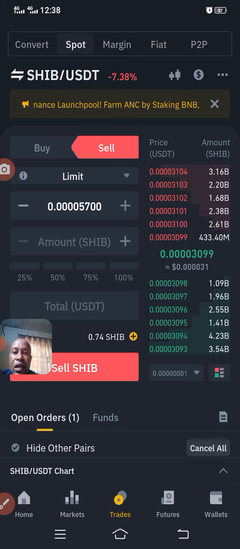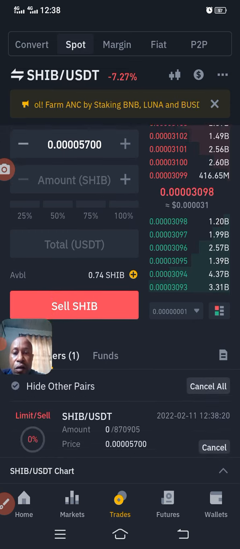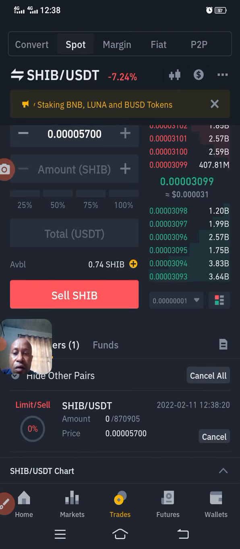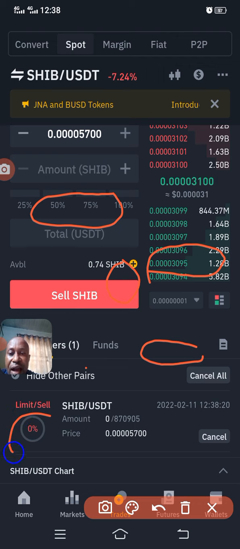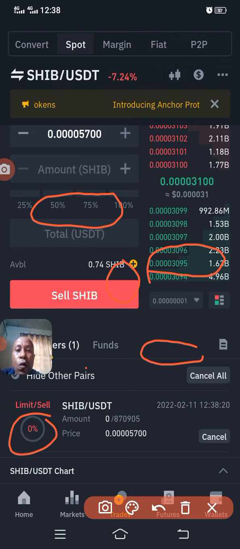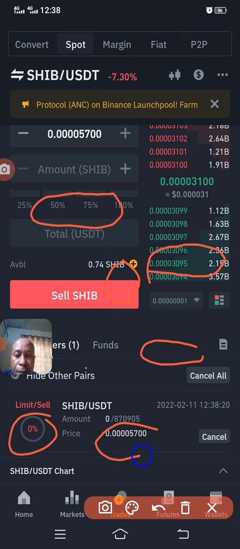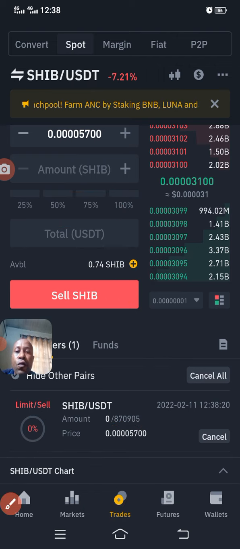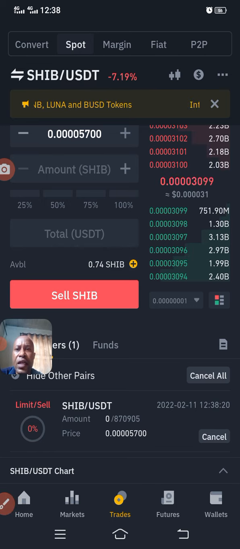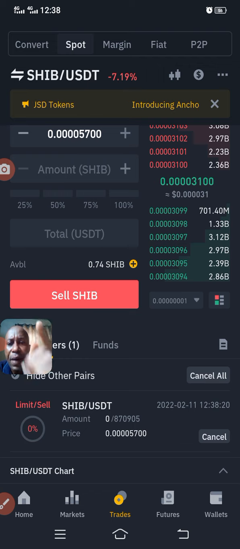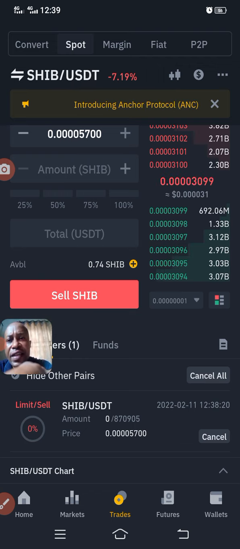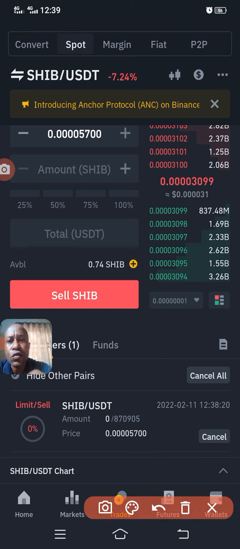You can see that my order is now my limit sell. It is 0 because price has not hit this level. Once price hits the level where I placed my order, 55700, my order will be instantly executed and it will sell. And what will it sell to? It will move my money from Shiba Inu down to USDT.